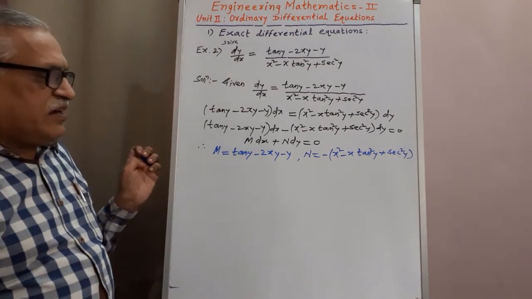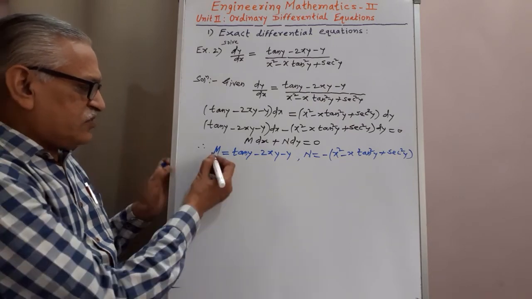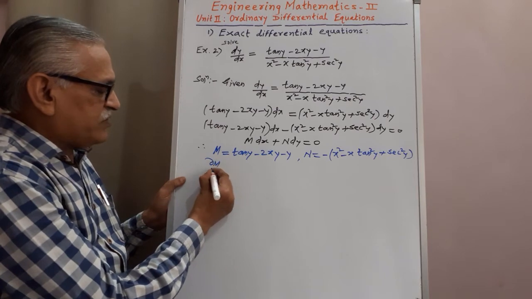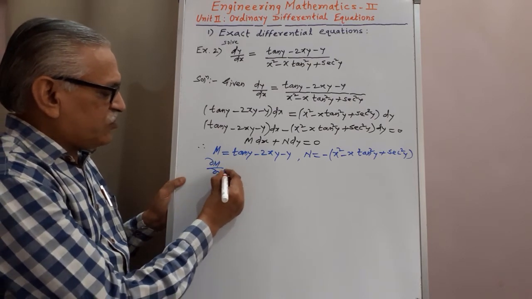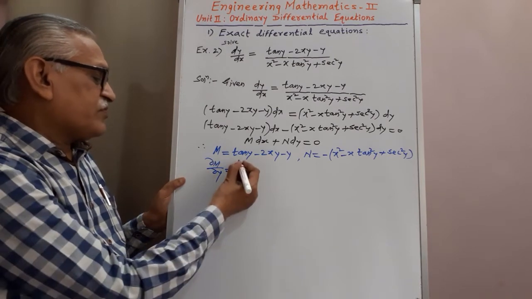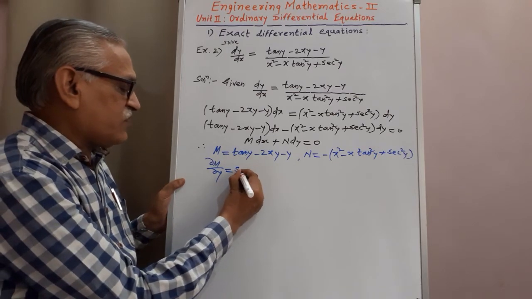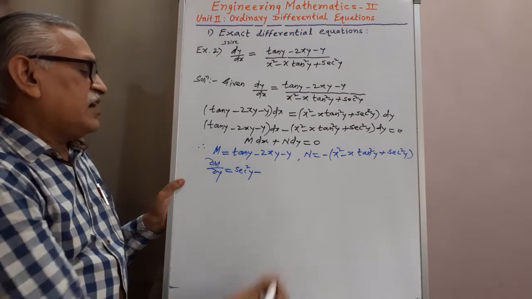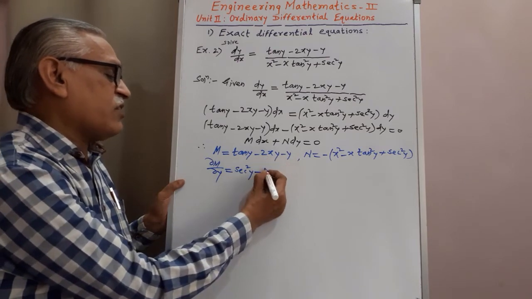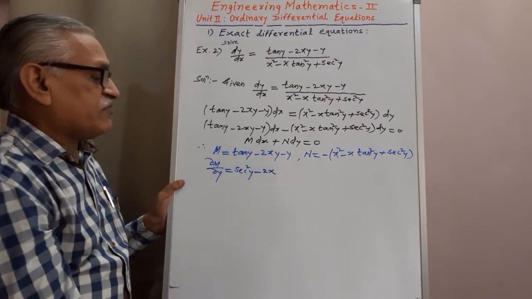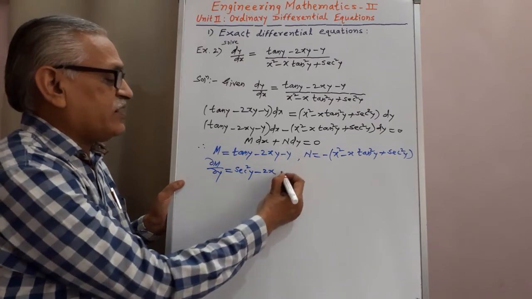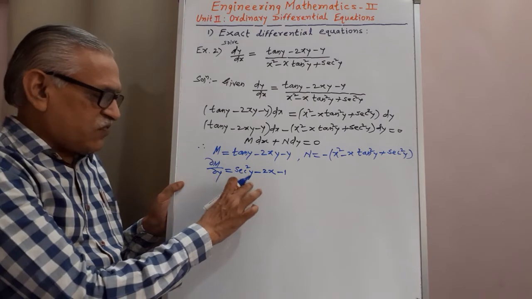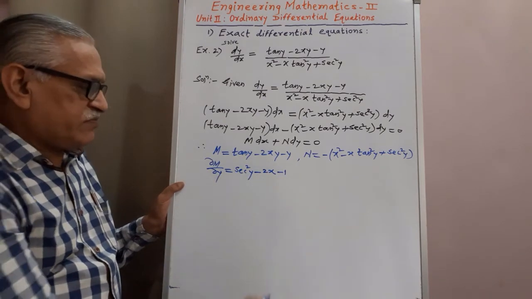Then differentiating M with respect to y partially, keeping x constant. Therefore, the derivative of tan y is secant square y, minus the derivative of 2xy with respect to y, which is 2x, and the derivative of y is 1. Therefore, it is secant square y minus 2x minus 1.